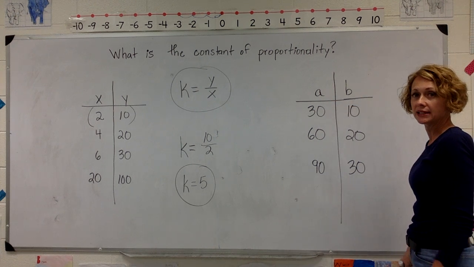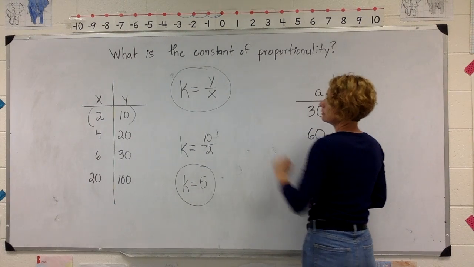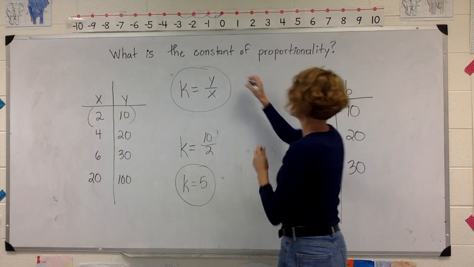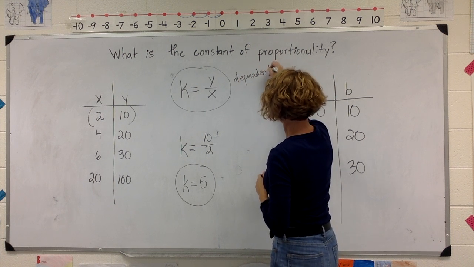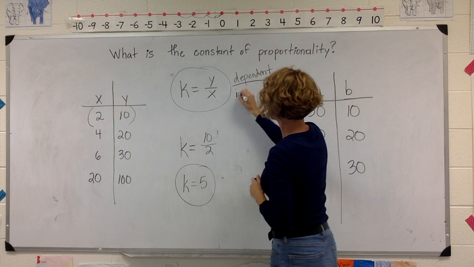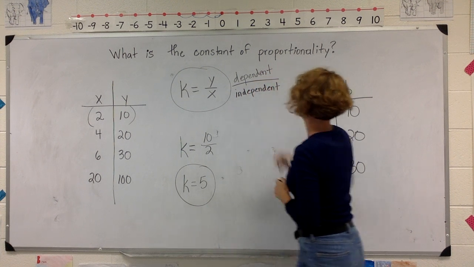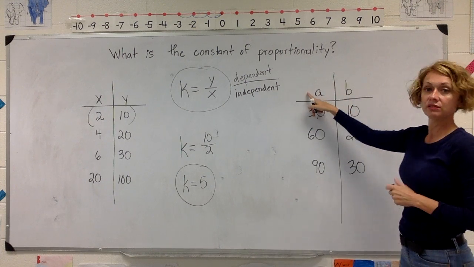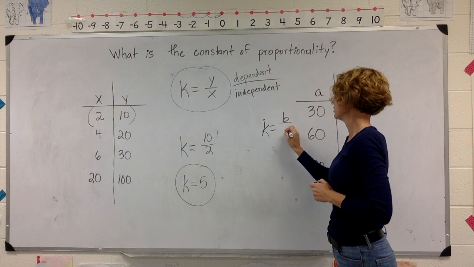I'm still going to use this same idea of y divided by x, the dependent variable divided by the independent variable. Now in this case, it's going to be B divided by A, and that's how I'm going to get that k value, B over A.